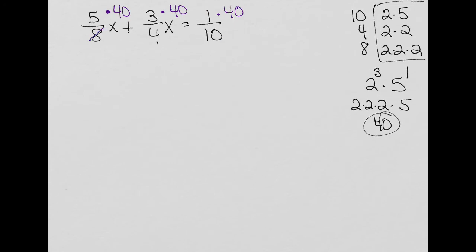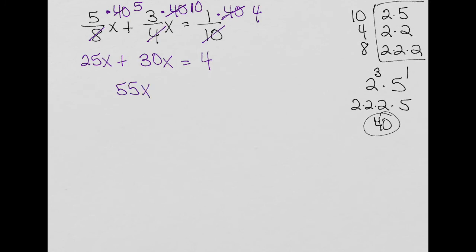So 40 divided by 8 is 5. 5 times 5 is 25x. 40 divided by 4 is 10. 10 times 3 is 30. And I have the x. 40 divided by 10 is 4. 4 times 1 is 4. So 25 plus 30 is 55x equals 4. And then to solve for x, you would divide by 55. So you have x equals 4 over 55.